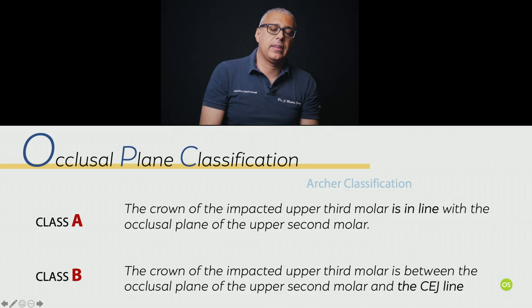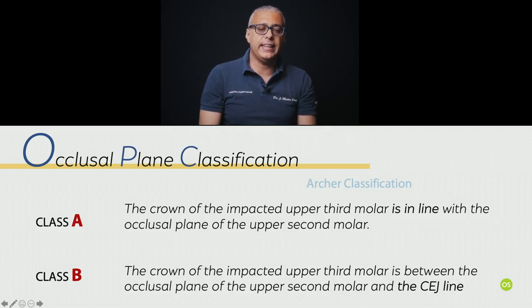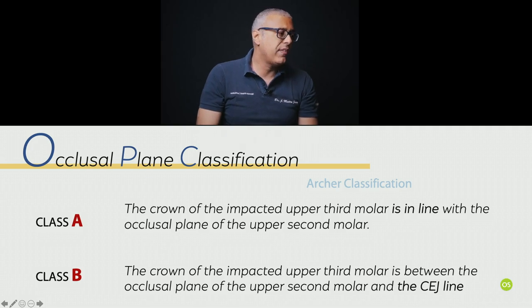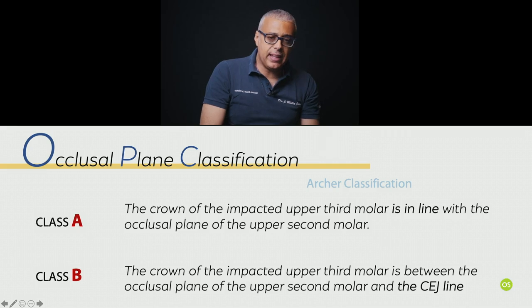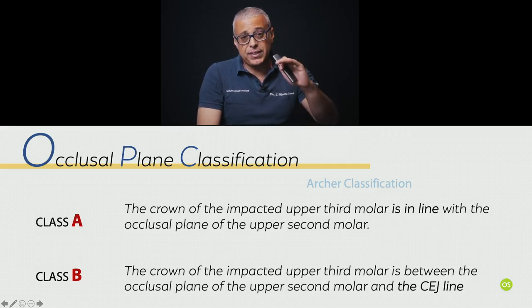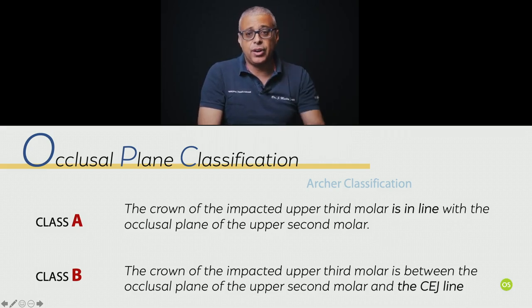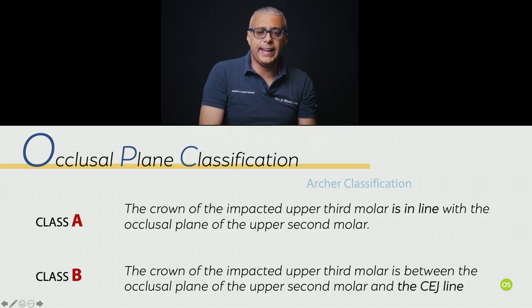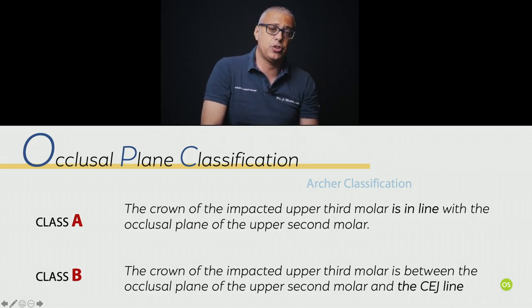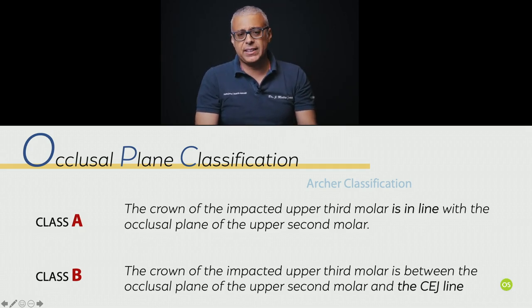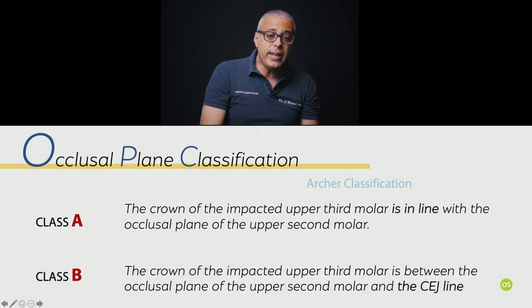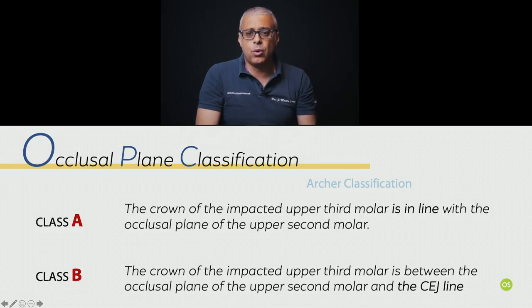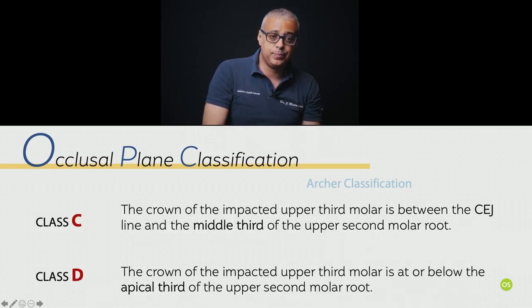Another type of classification is based on the depth of the impaction of the tooth. We're going to have a class A impaction, where the crown of the impacted upper third molar is in line with the occlusal plane of the upper second molar, and this is going to be an easy class A. We're going to have a class B when the crown of the impacted upper third molar is between the occlusal plane of the upper second molar and the CEJ line.